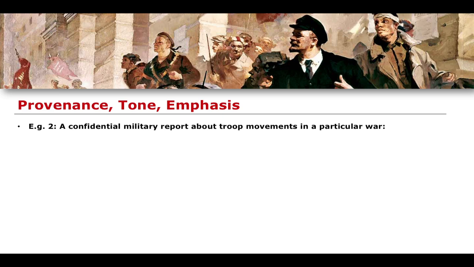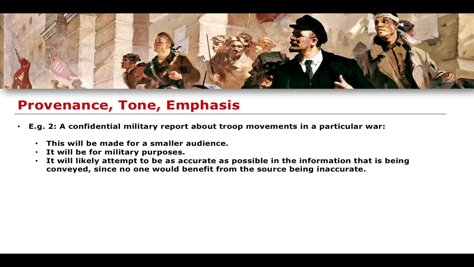Second example, a confidential military report about troop movements in a particular war, let's say World War II, and this was a confidential military report about the enemy's troop movements, where they're moving about, okay? This is going to be made for a much smaller audience because it's a confidential military report. It's going to only be directed towards people who need to know about this particular part of the conflict. It will be for military purposes, and this can have value owing to the fact that it is attempting to be as accurate as possible.